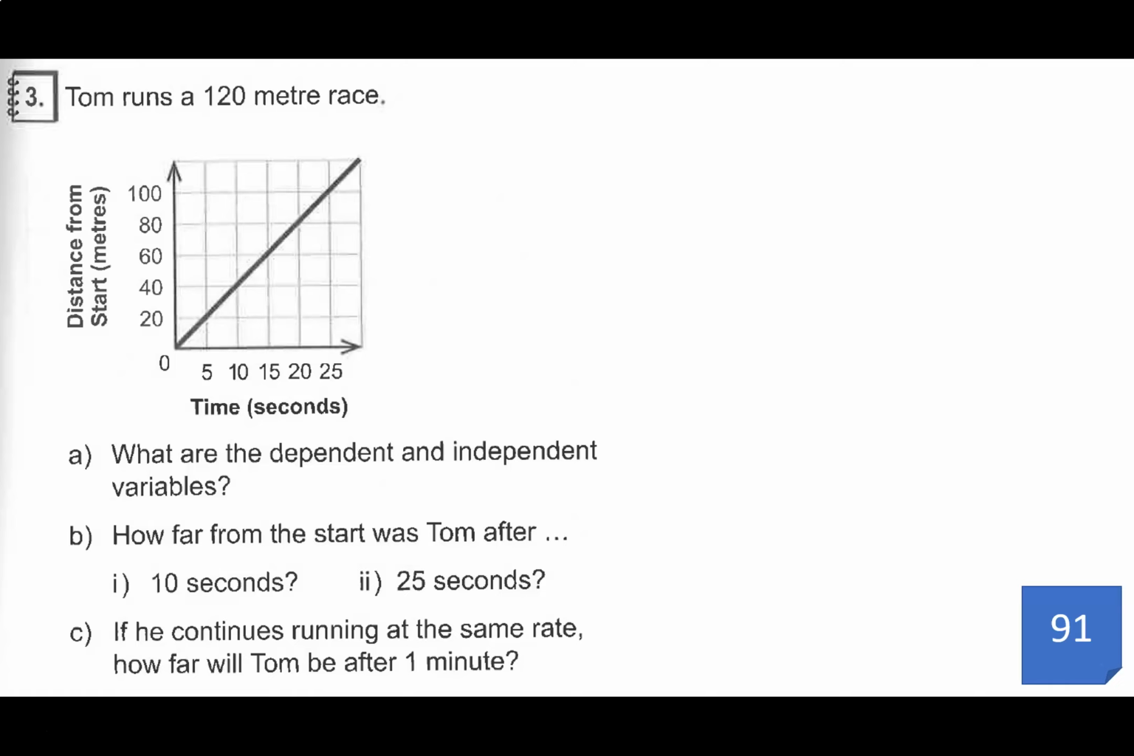Tom runs a 120-meter race. Let's look at the graph. We have the time in seconds on the x-axis. The distance from the start in meters is on the y-axis. Part A says, what are the dependent and independent variables? Well, let's write our answer here. The independent variable, remember, is most often located on the x-axis. That means our independent variable would be time.